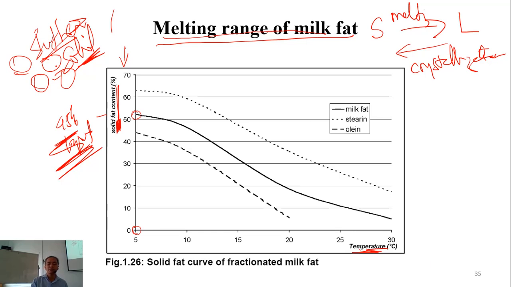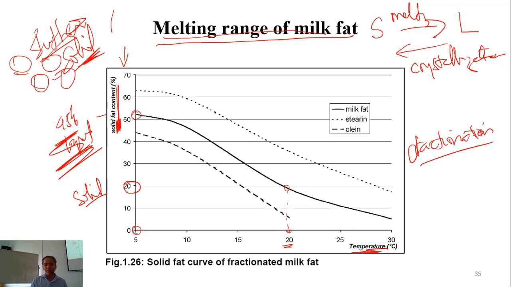Okay, now. For example, at 20 degrees C, when you heat the fat to 20 degrees C, 80% of the fat is already melted into liquid. Still, 20% is solid. It means that 20% of milk fat has a melting point higher than 20 degrees C. You get it?